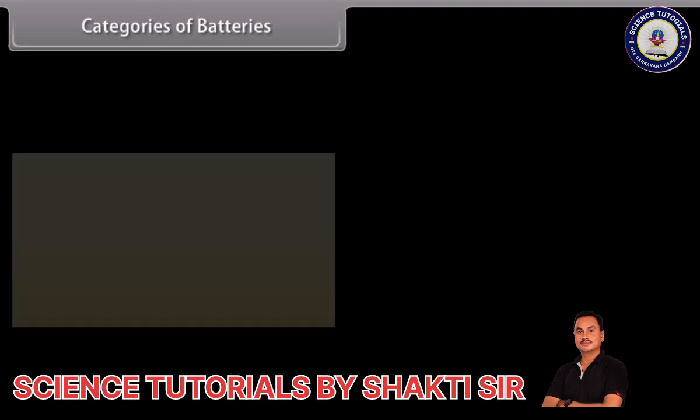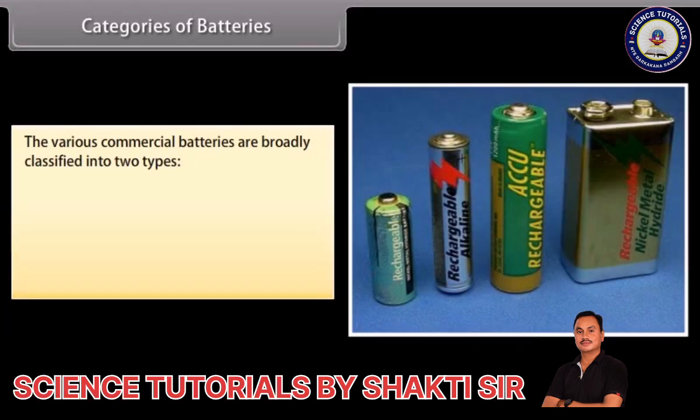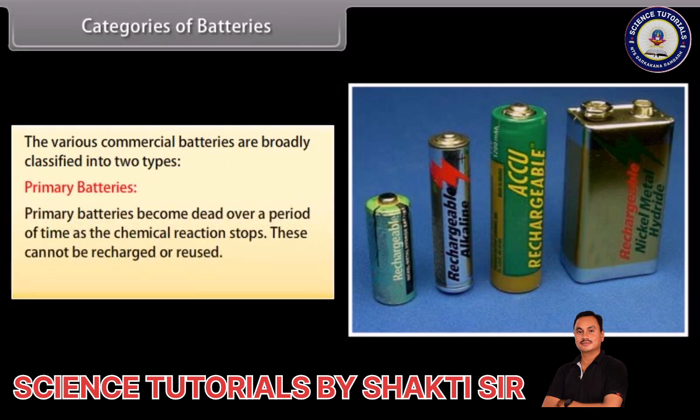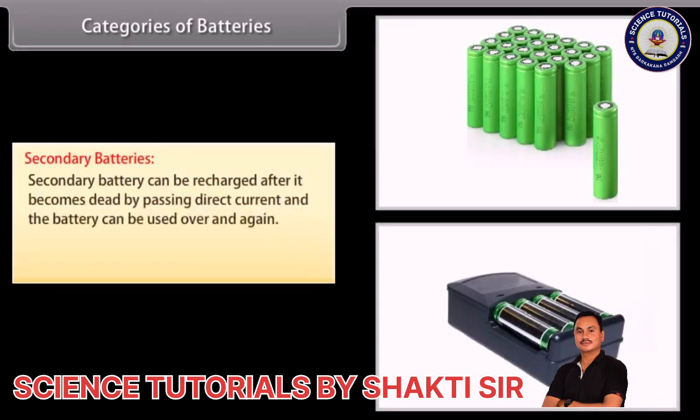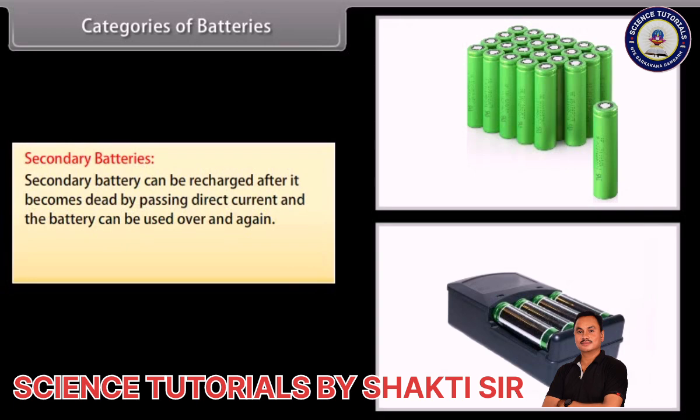Categories of batteries. The various commercial batteries are broadly classified into 2 types. Primary batteries. Primary batteries become dead over a period of time as the chemical reaction stops. These cannot be recharged or reused. For example, dry cell and mercury cell. Secondary batteries. Secondary battery can be recharged after it becomes dead by passing direct current, and the battery can be used over and again. For example, lead storage battery and nickel-cadmium storage cell.